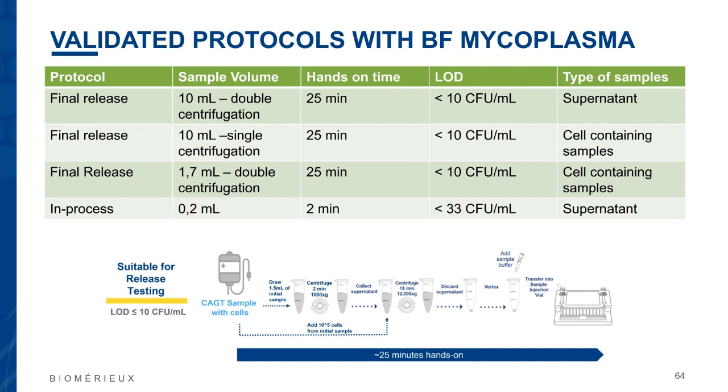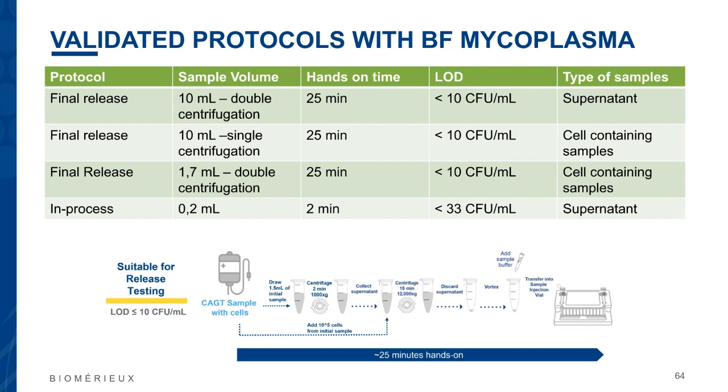And we also have what we call the in-process protocol, in which you can spike 200 microliters of the supernatant directly in the pouch. This takes 2 minutes, but the LOD is less than 33 CFUs per ml. This is because one of the strains is detected at more than 10 CFUs. Most of them are detected at 10, but some are at 30, so we decided to set the cutoff to 33.